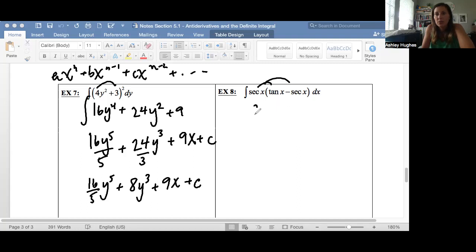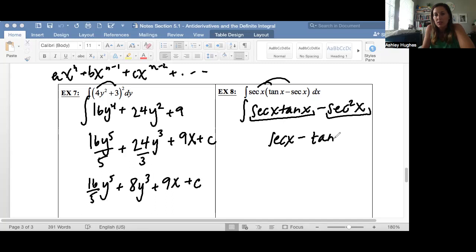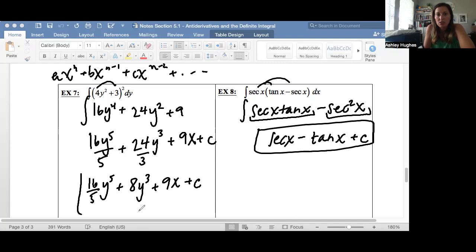This one I'm going to distribute, so secant x tangent x minus secant squared x, and then hopefully you recognize both of these guys. This is the derivative of secant, so its antiderivative is secant. And this is the derivative of tangent, so its antiderivative is tangent. So those are the answers here.